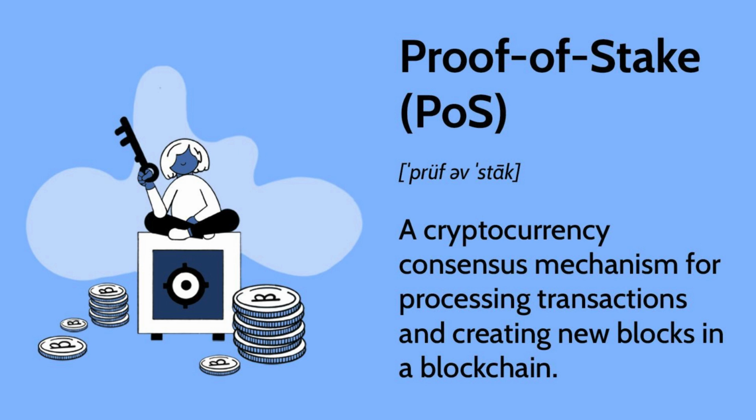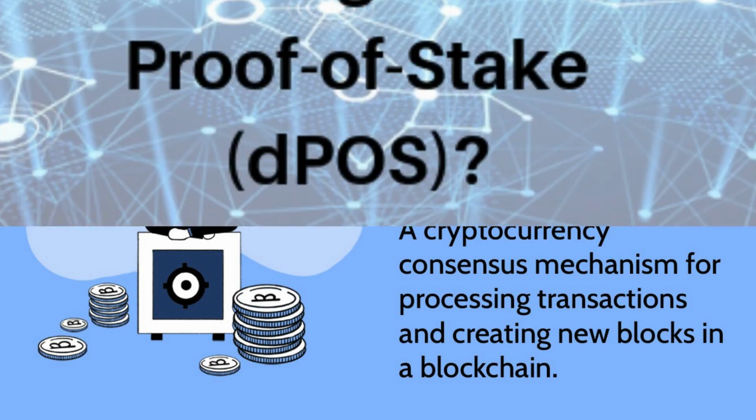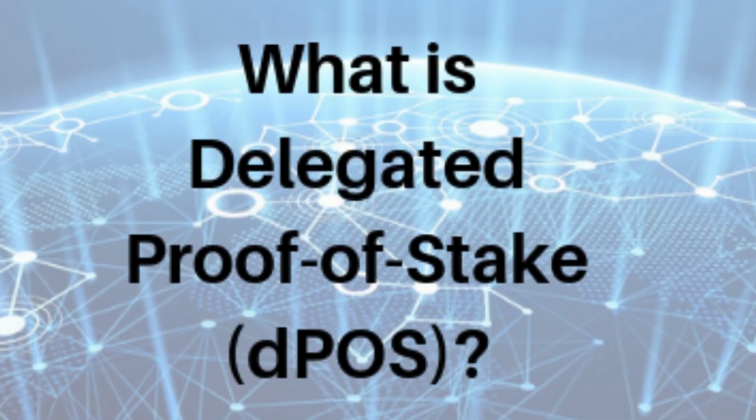The more cryptocurrency a user stakes, the higher the chance they have of being selected as a validator to create a new block. 2. Delegated proof-of-stake (DPoS). DPoS is a variant of POS where users can vote for a limited number of delegates, validators, who will produce blocks and validate transactions. Users can stake their tokens to vote for specific delegates, and those with more stake have a greater influence on the network.